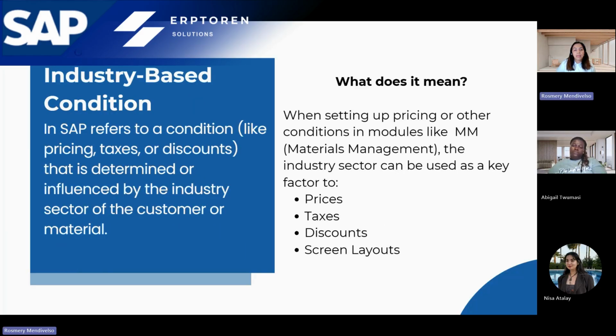As a third thing, we have the industry based condition, and that is basically, in the system, we have different types of industry conditions because it depends on the country you work in. You're going to have different prices, different taxes, different accounts, discounts, and different screen layouts. And in our case, we're going to use electric for the industry sector.